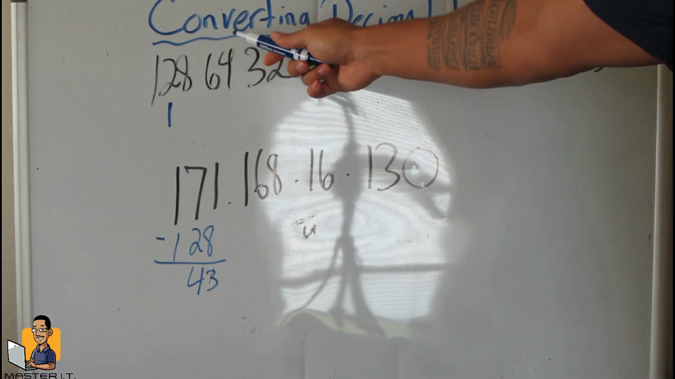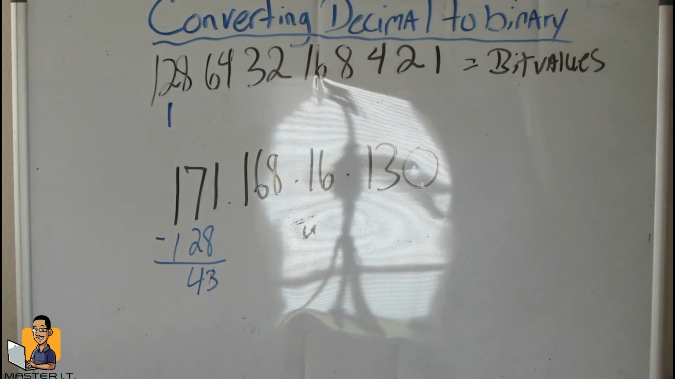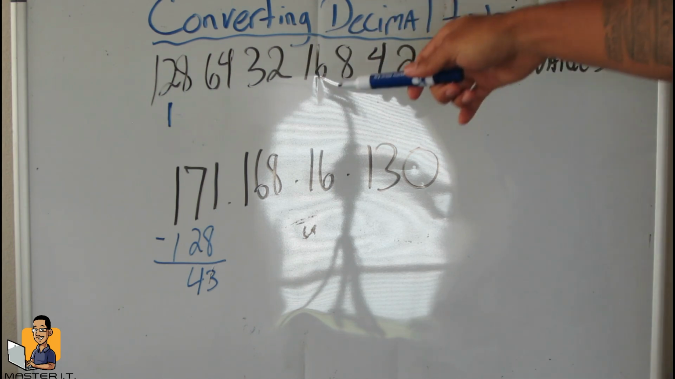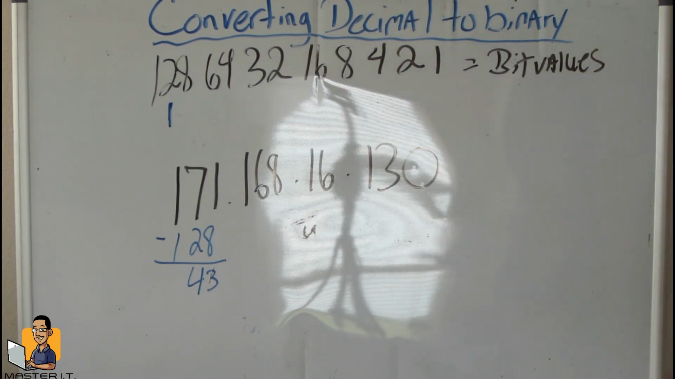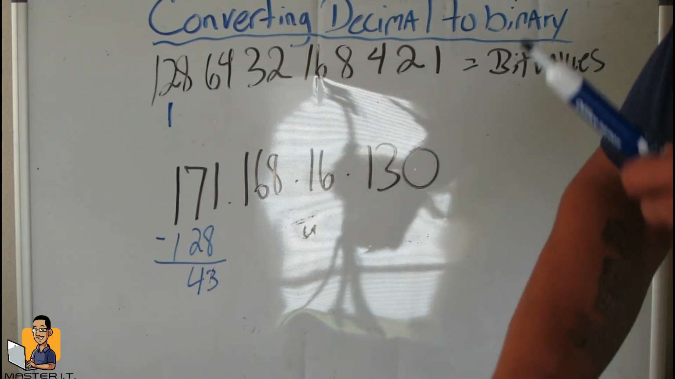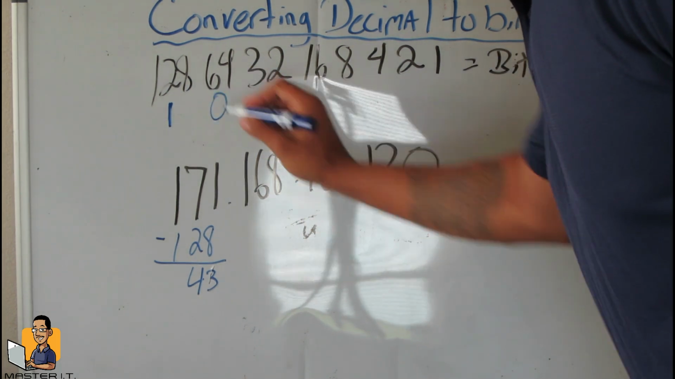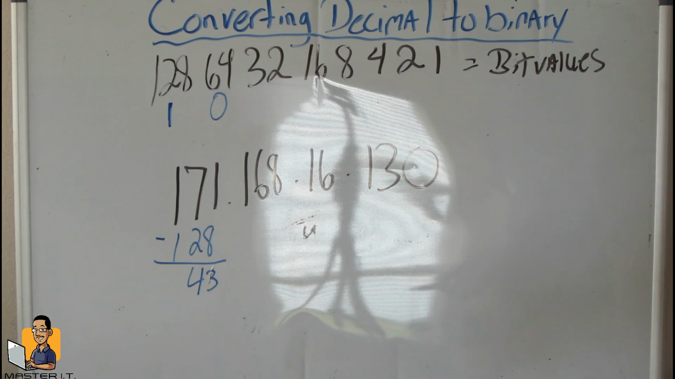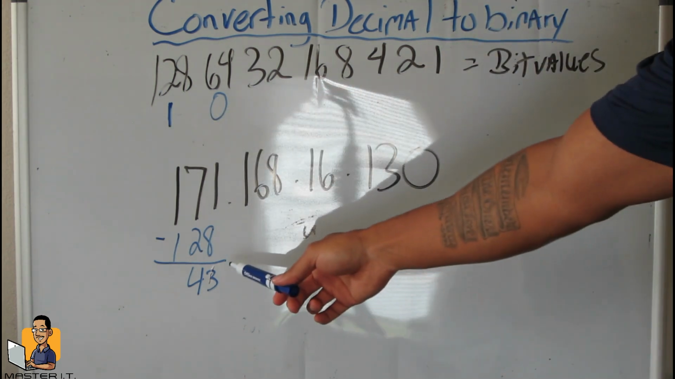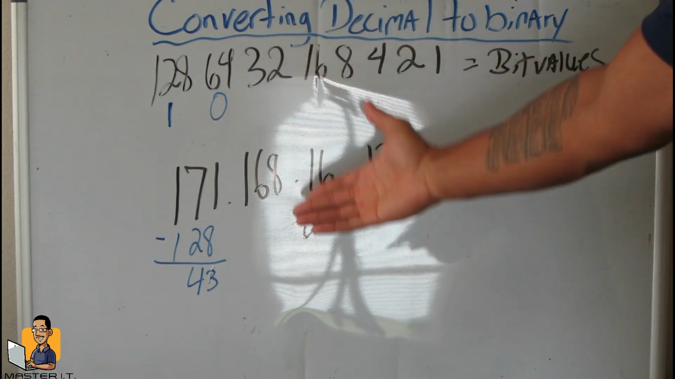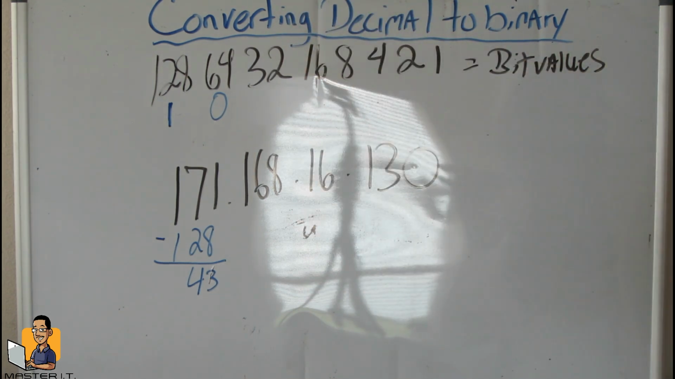All right, so is 64 higher or lower than 43? Perfect. It's higher, so we don't have to do anything. That bit is going to be turned off. So we got 1, 0. Now we still have 43 left, and we're just going down the line until we can find a number that is lower than 43.